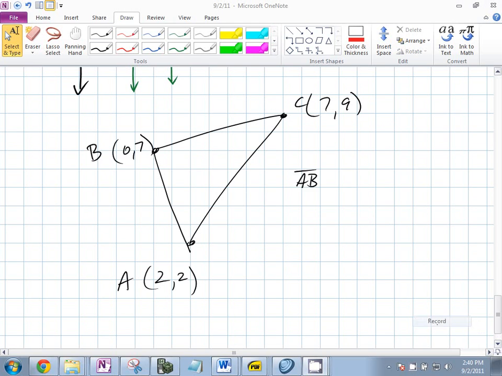A to B, A to B. Raise your hand. Someone, A to B. Missy. Who agrees with the square root of 29? Who agrees with the square root of 29 for A to B? Let's do A to B then.